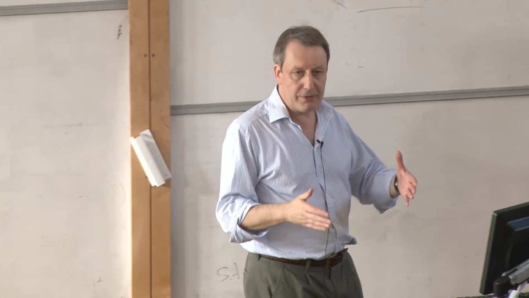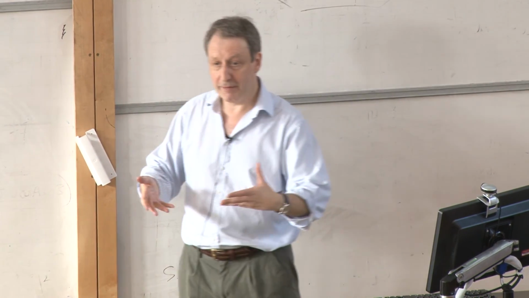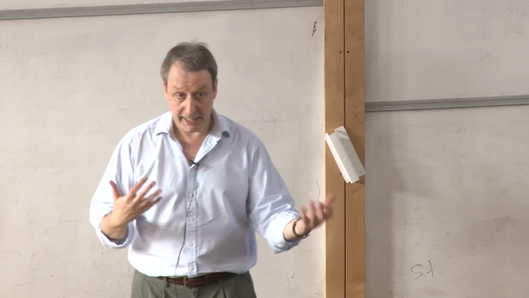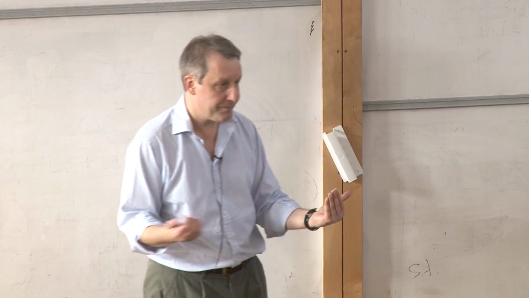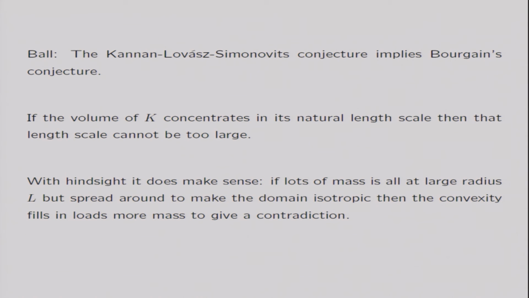Another way of saying it is that Bourgain's theorem says that linear functions don't deviate too rapidly, whereas KLS says that they are the worst, that no other function deviates worse than a linear function. So again, there's a sort of conflict between them. So it's a little odd that one implies the other. KLS implies Bourgain's conjecture. In other words, if the volume concentrates at length scale L, L can't be too big. It looks like concentrating at length scale L forces L to be big, but in fact it forces L to be small, which is kind of weird.